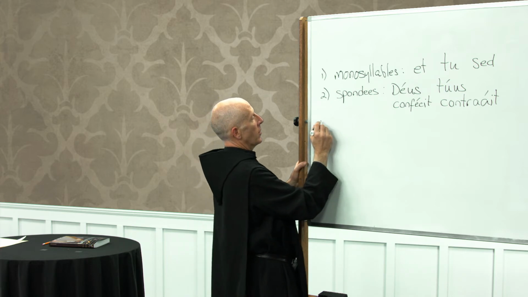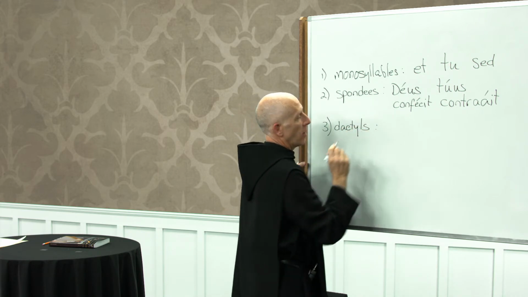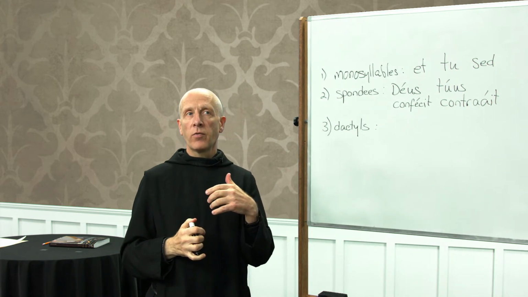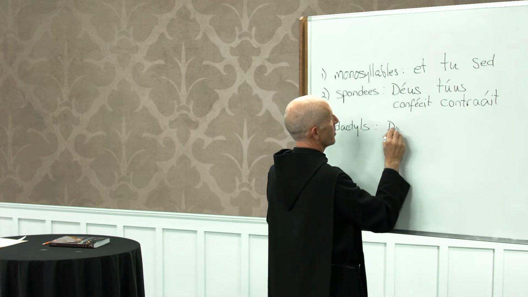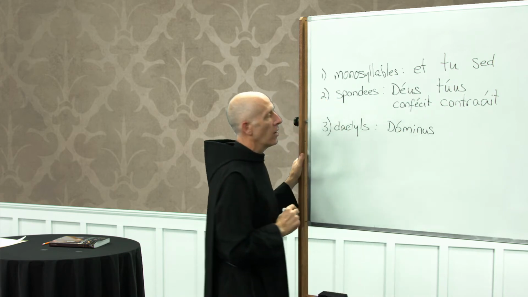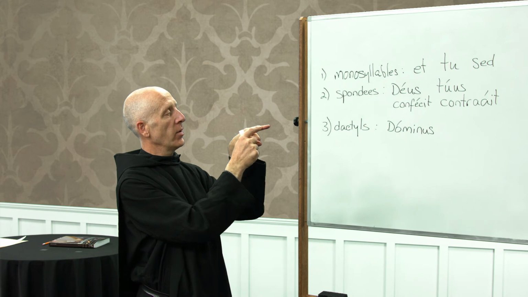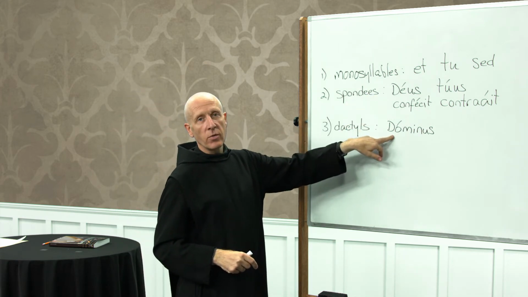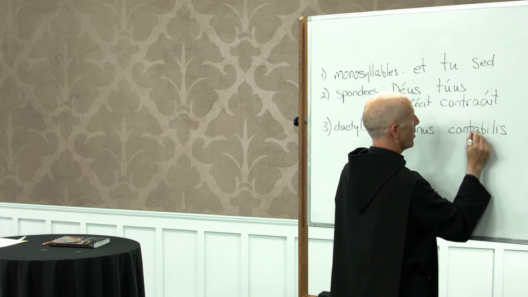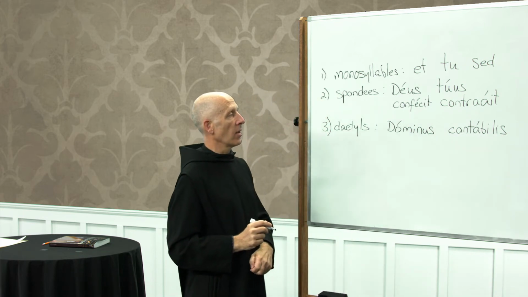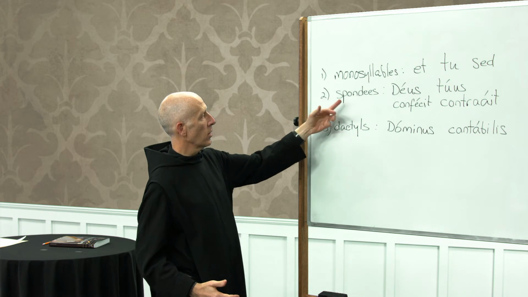There's a third class, and these are called dactyls. They are Latin words whose accent falls on the third to last syllable. You'll see what I mean. Dominus. How do you remember that? A dactyl is the Greek for a finger. Dominus. Deus, spondee, Dominus. But this can also be cantabilis. The accent is there. That's a dactyl. There are no other Latin words. They all fall into one of these categories. It has to be a monosyllable, or a spondee, or a dactyl.